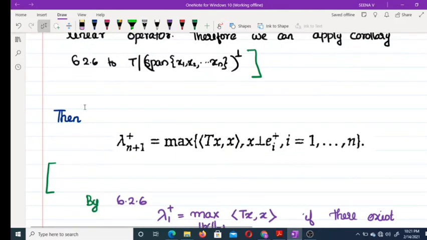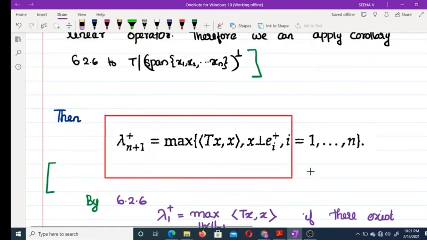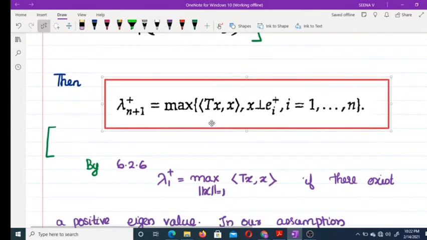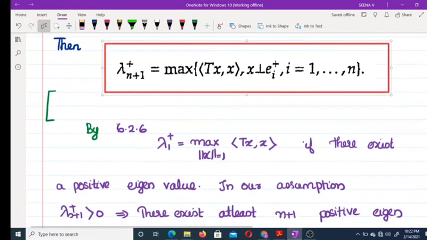Then the next result is that lambda n plus 1 plus equals the maximum of inner product of Tx, x, where x is orthogonal to ei plus, i varies from 1 to n. Then lambda n plus 1 plus is this one. So now we will move to the proof of this result. No need to write this proof for the exam. Just look at it.